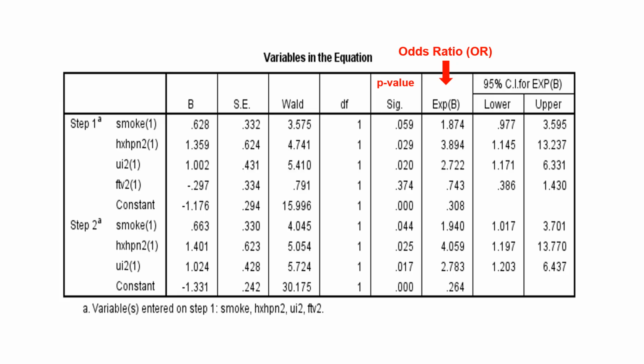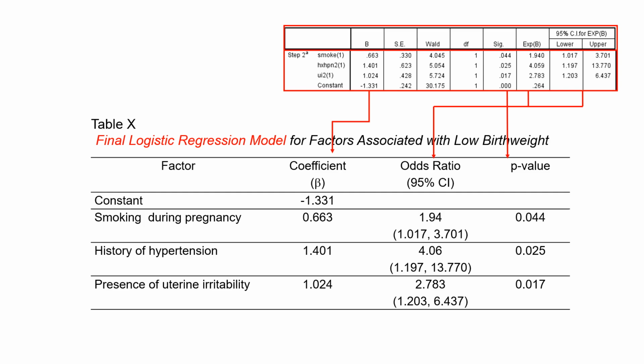With modeling, study variables with insignificant p-values were sequentially removed until all that remained were those significantly associated with low birth weight, which were smoking status, history of hypertension, and presence of uterine irritability. The final logistic regression results show that those with low birth weight were 1.94 times more likely to smoke, 4.06 times more likely to have a history of hypertension, and 2.78 times more likely to have uterine irritability than those with normal birth weight.